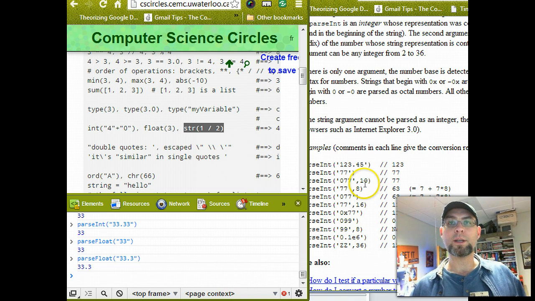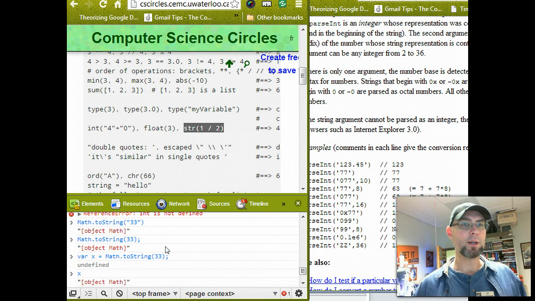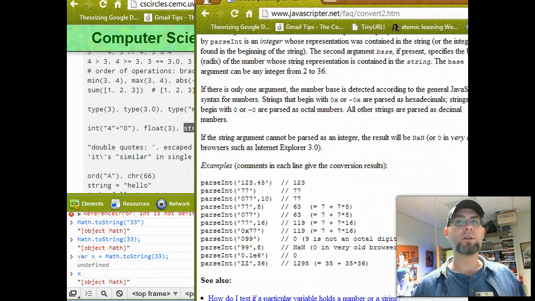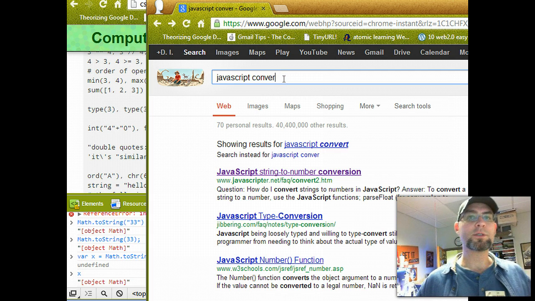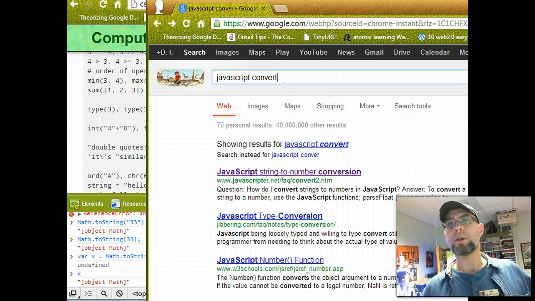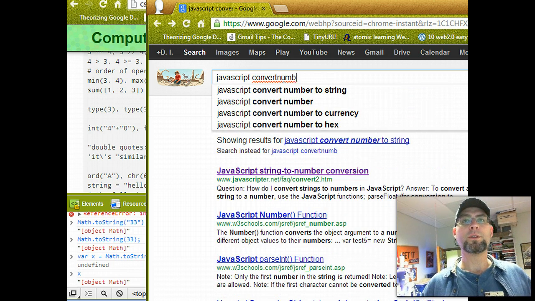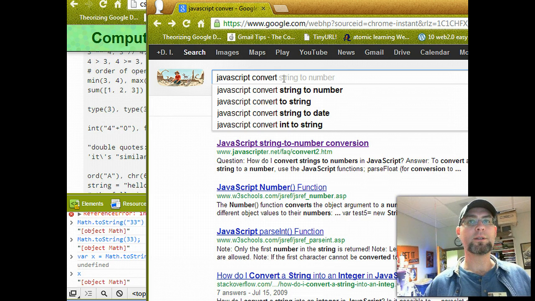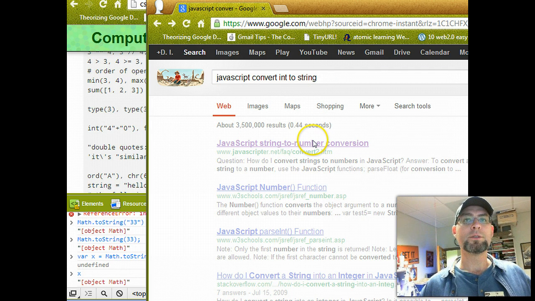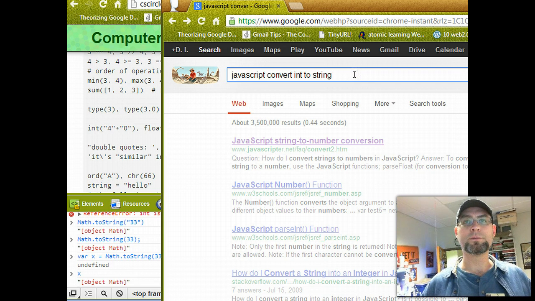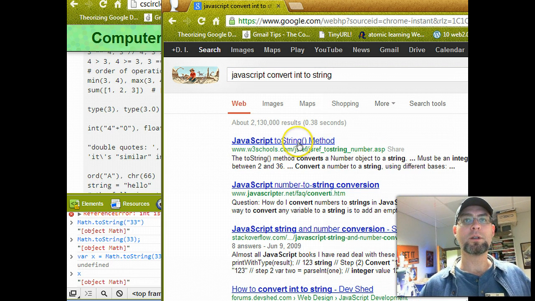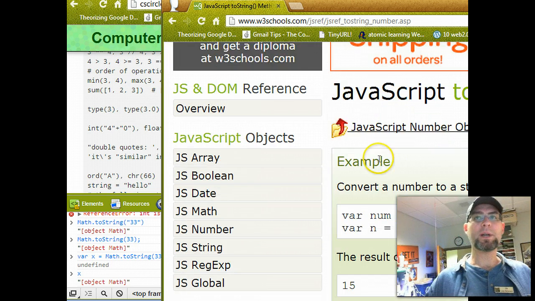Why was I doing this in the first place? I was looking at getting 33 to be a string. So we saw how to convert a string to an integer. How do we convert an integer to a string? So JavaScript convert number, or we had this example down here, int to string, right? String to number. Hello. Is it thinking, or did I kill it? I may have killed it. Try again. Kick in the pants. toString method. Back to W3Schools.